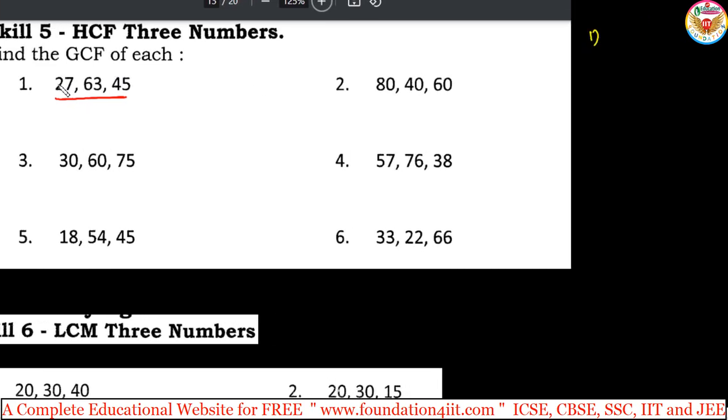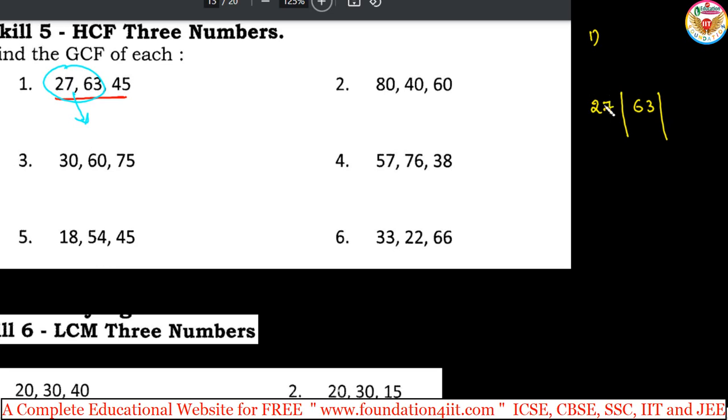For example, in 27, 63, 45, take any two numbers first. I am taking 27 and 63. Take the bigger number in the middle, and the smaller number on the left side. So first I have taken these two, and let's find out the HCF of these first.